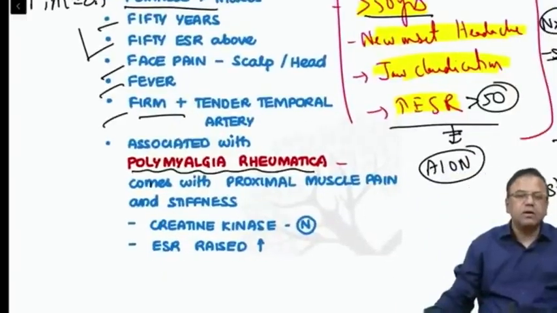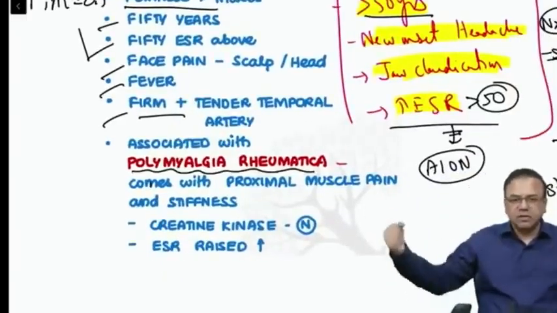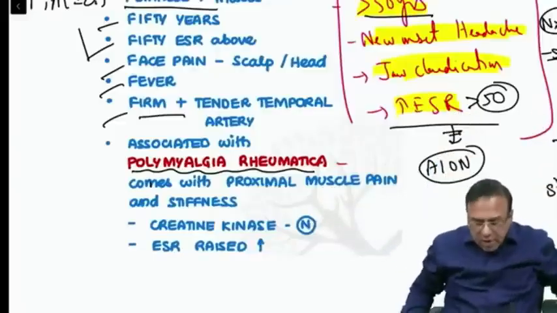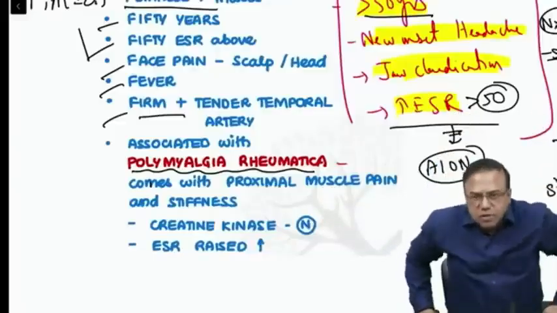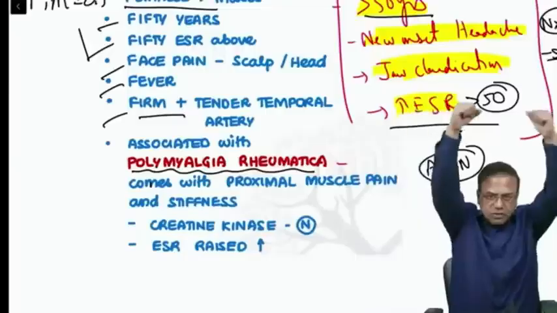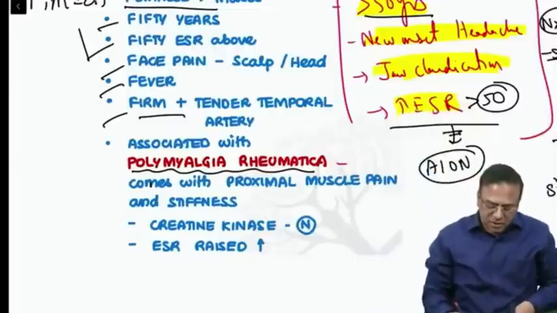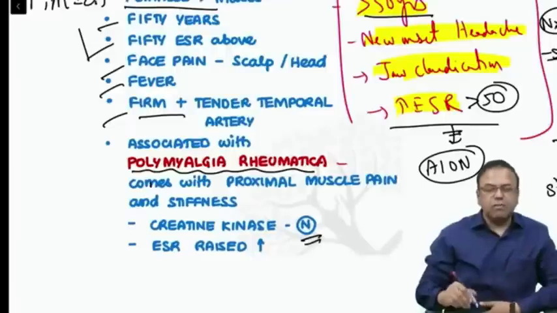What is polymyalgia rheumatica? Patient has severe proximal muscle pain and stiffness. They cannot lift their hands up. You cannot expect the patient to lift their hands up like this. That is known as polymyalgia rheumatica. You ask the patient to raise the hand, they cannot. You ask the patient to get up from a chair, they'll have difficulty. But the CK levels are normal. That's how you differentiate from myositis.